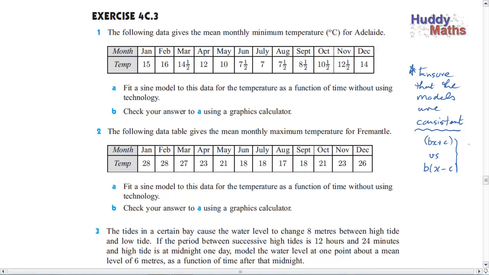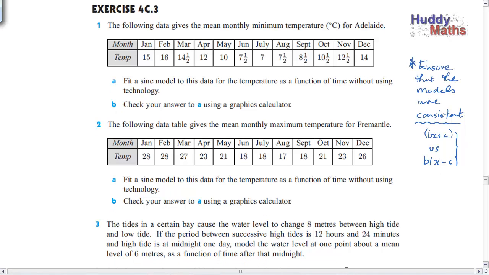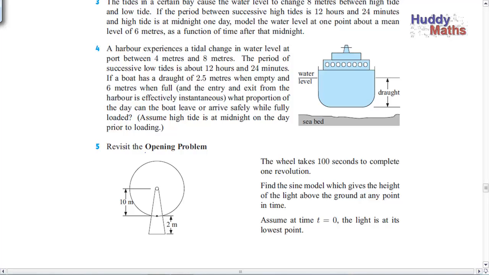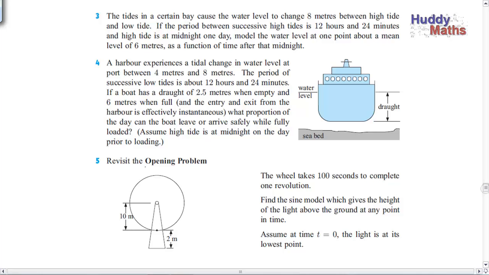And if you want to fast forward it, the answers are coming on behind as usual. Okay, I'll go on now. Let's have a look at question 3, 4 and 5. Okay, we'll just go up a little bit here. Up a little bit. Okay. This opening problem, you'd have to look in the textbook to see that. I haven't included that in this presentation.